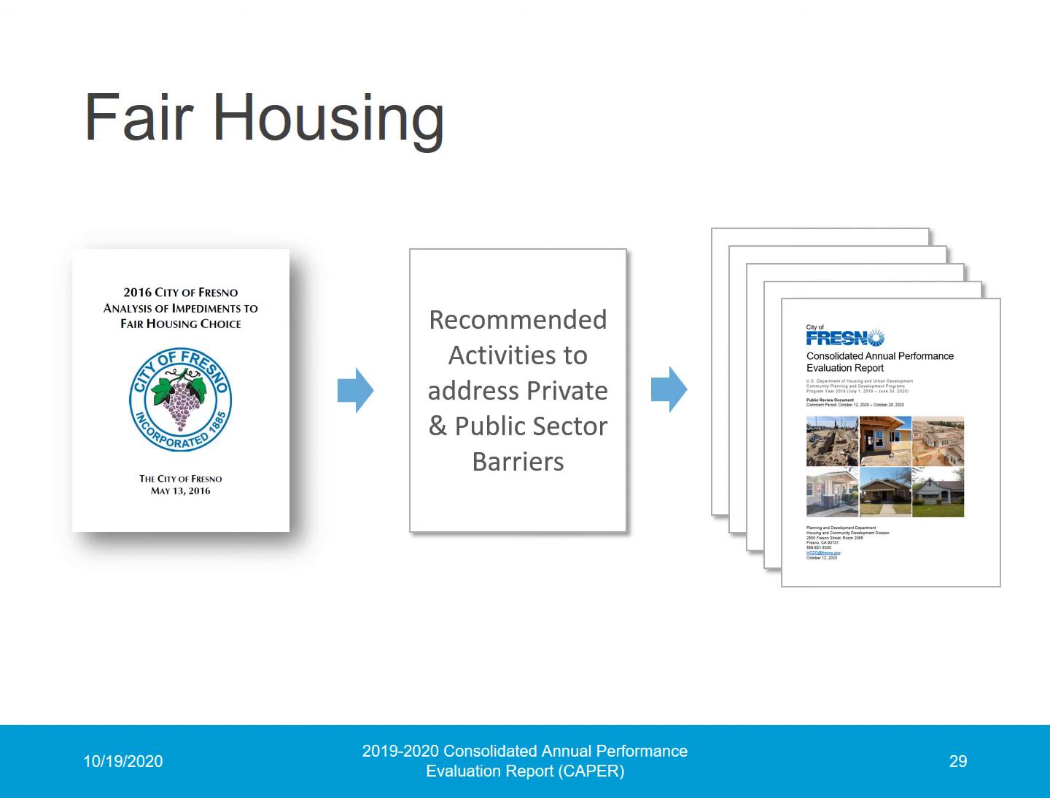The AI identifies barriers to fair housing choice and provides recommendations about activities to address those barriers. The city then reports activities undertaken according to those recommendations in each year's CAPER report. A comprehensive summary of the activities undertaken to address each recommendation in the AI is included in CAPER section CR 35. In this presentation, we'll provide a few notable highlights.